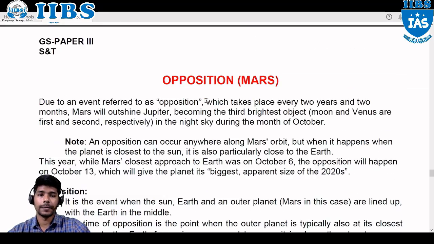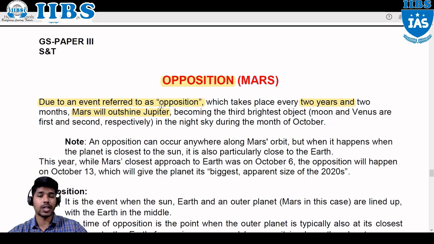And the next one, opposition. Right? It belongs to paper 3, Science and Technology. So what is this opposition? It is related to the planet Mars, and it is an event referred to as opposition, which takes place every 2 years. The opposition is an event which takes place every 2 years, and for 2 months the Mars will outshine Jupiter.